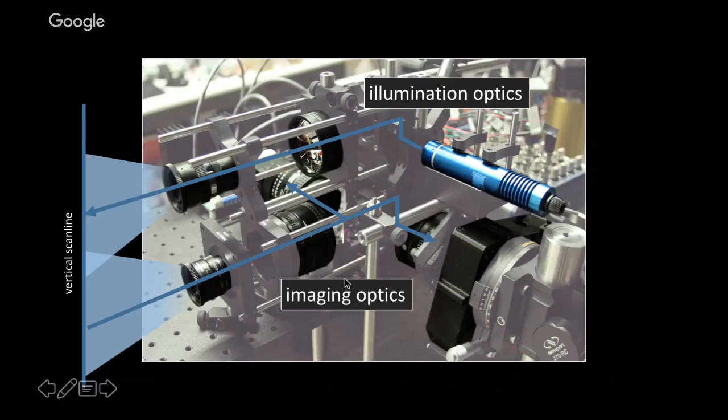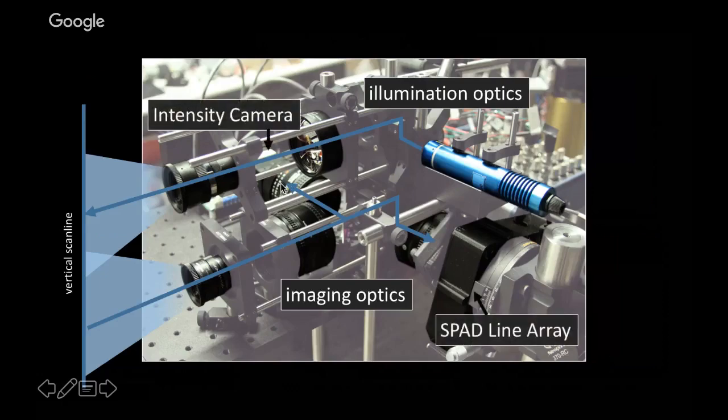We also introduce a dichroic beam splitter here in order to pass some of the light over to our regular RGB sensor. So this RGB sensor here in the background allows us to capture intensity images of the scene, whereas our SPAD line array allows us to capture these noisy point clouds of transient information.